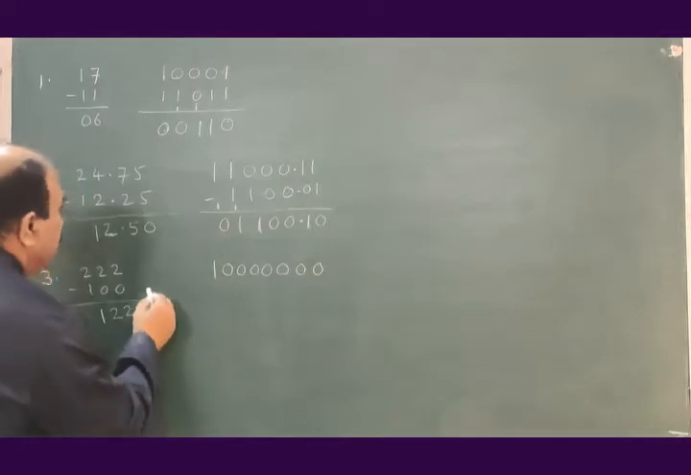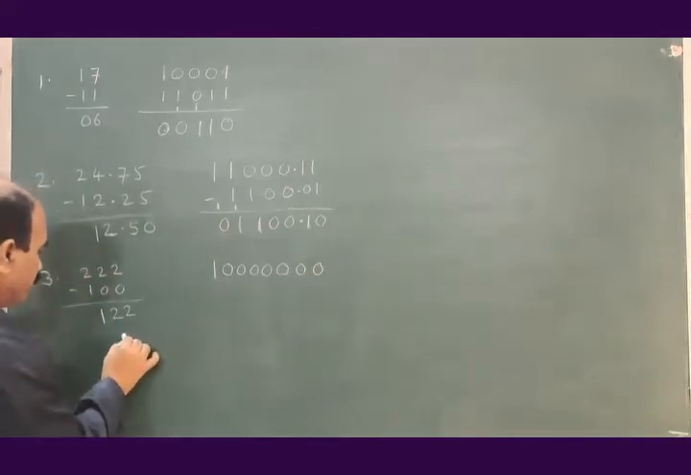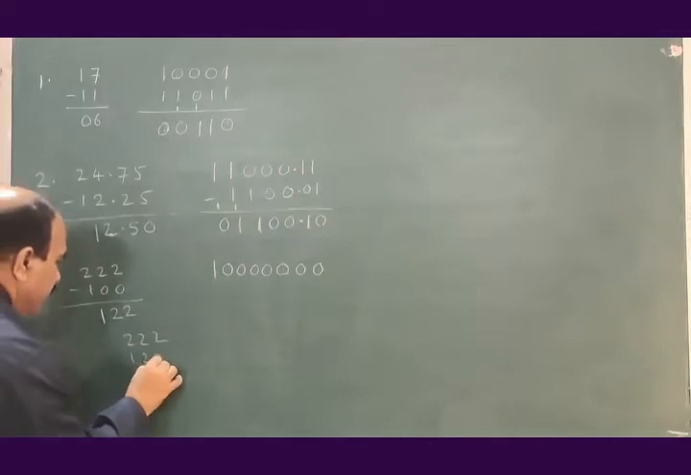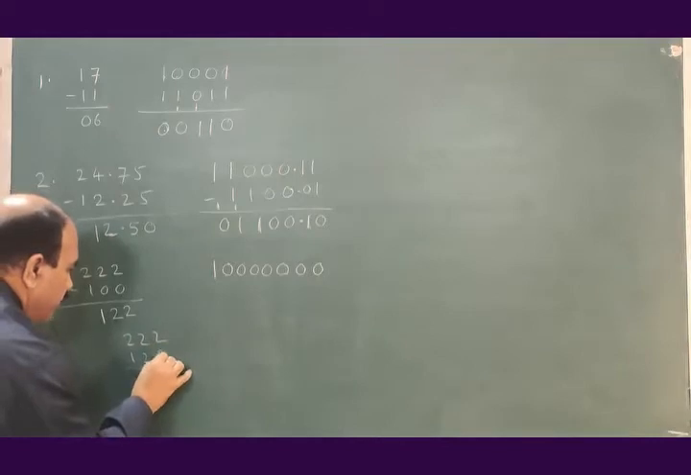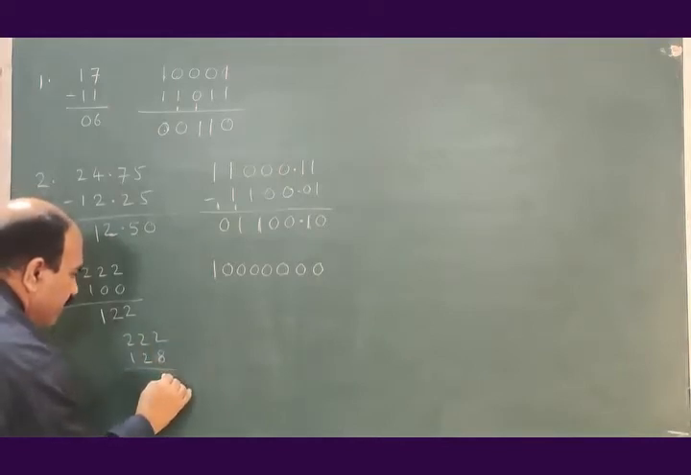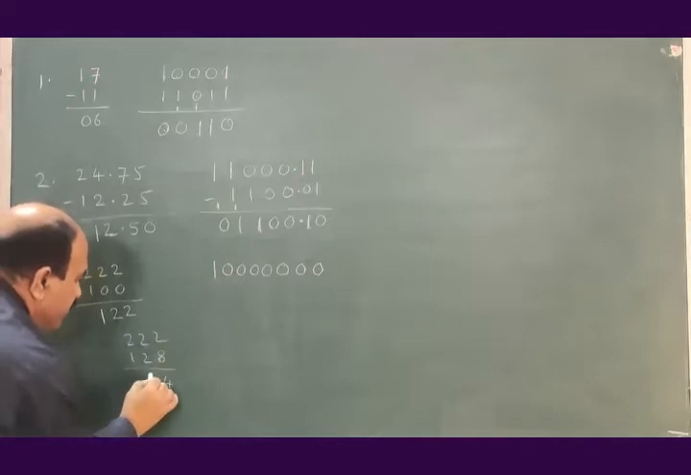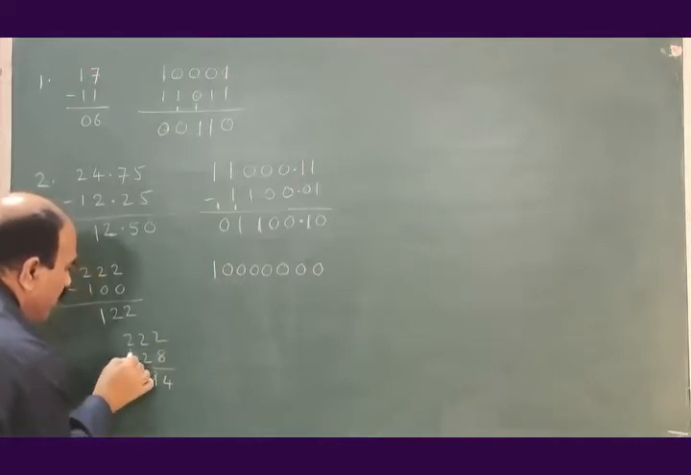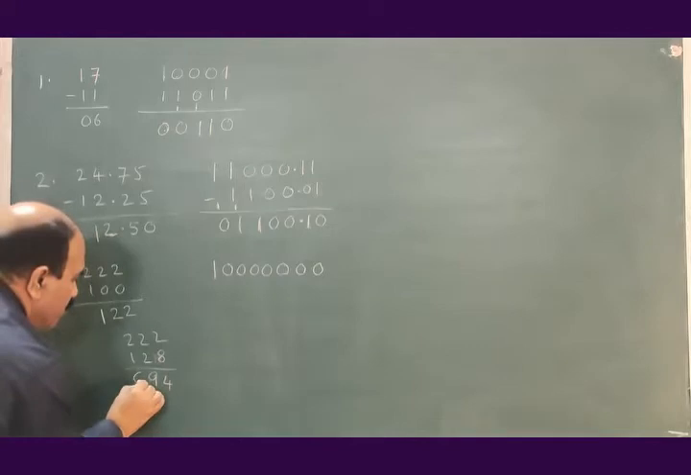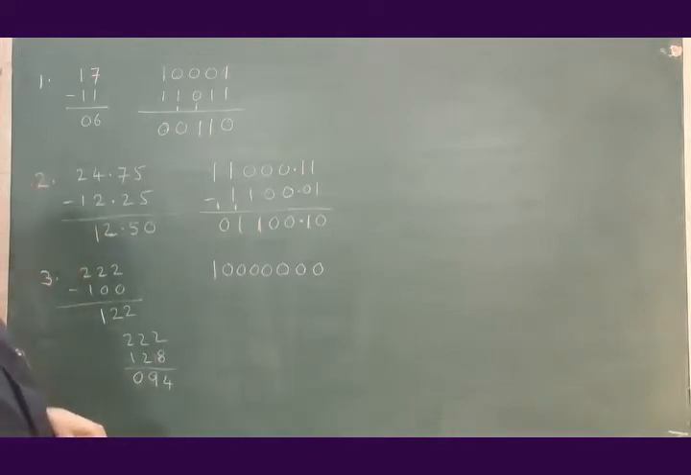From 222, let us take out 128. 12 minus 8, 4. Borrow 3, 12 minus 3, 9. Borrow 1 plus 1, 2, 2 minus 2, 0. 94 are still left. Let us add 64.